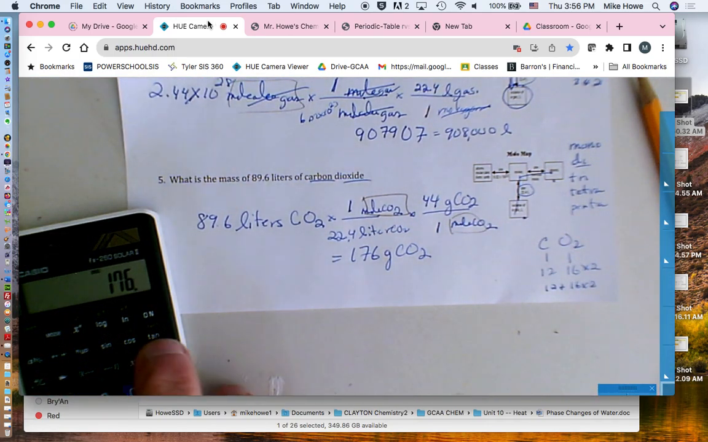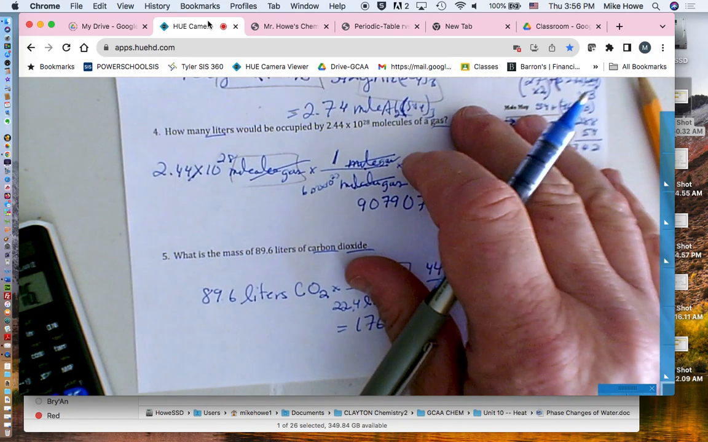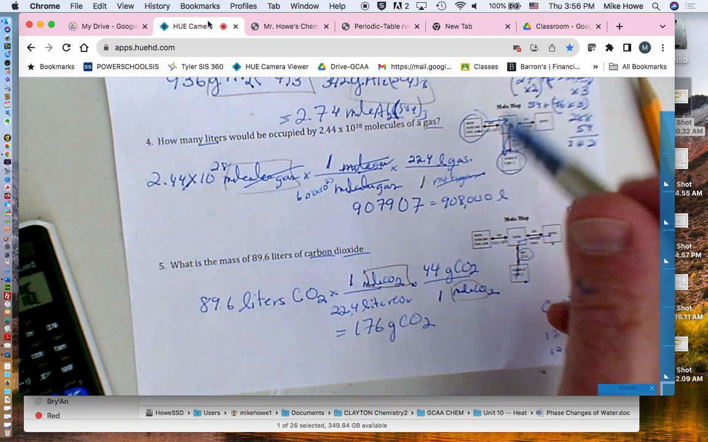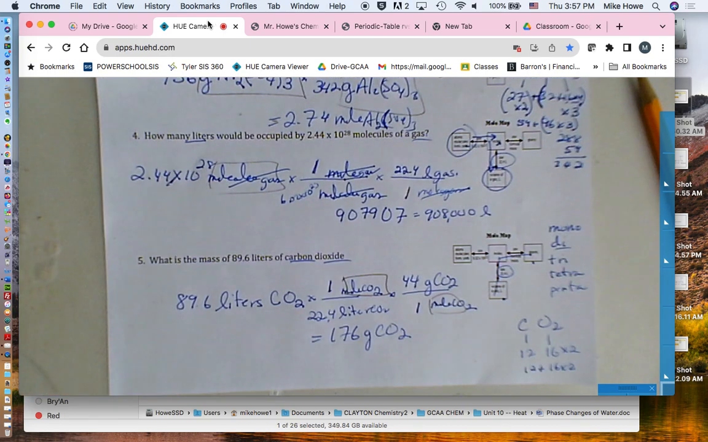And that is how you do that test. So again, the tests are basically the same in terms of format, but the things you're dealing with are different. So you need to be sure that you write your formulas correctly, and that you find your formula masses correctly. All right, there we go. Hope that helped.